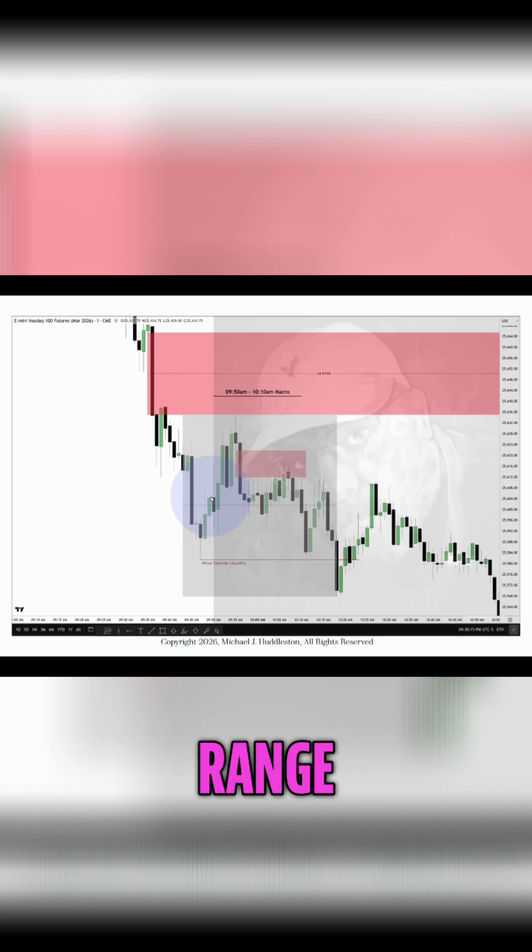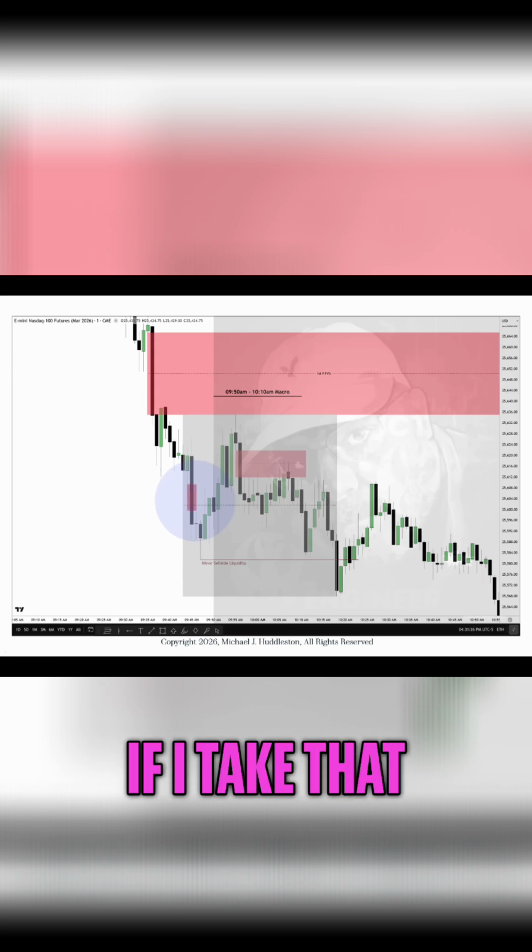Inside that range, we can see, there you go. What's that? That's a SIBI. If I take that SIBI and extend it through, look at the magic that happens. See that? Ain't that amazing? No advantage, like I said.